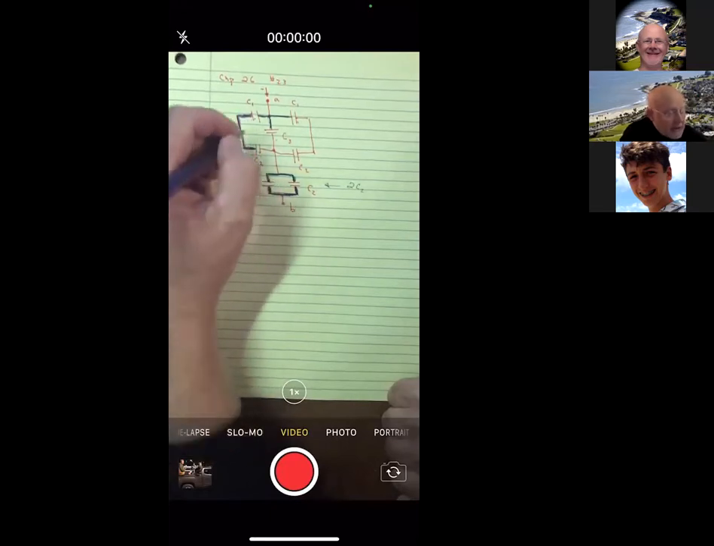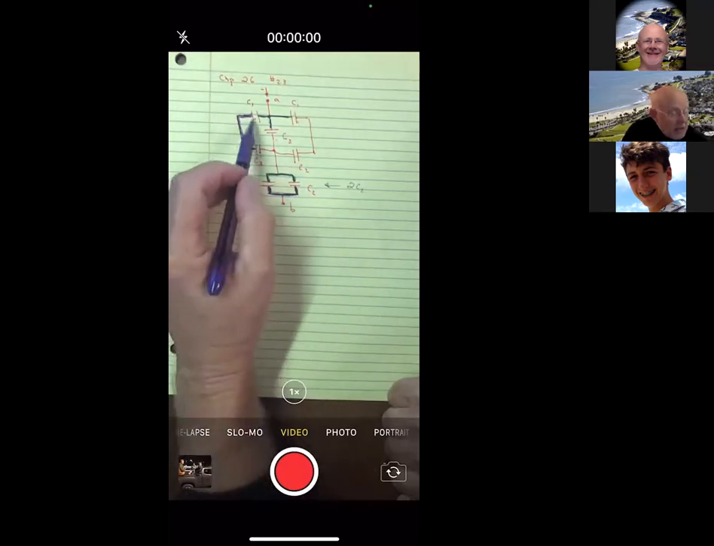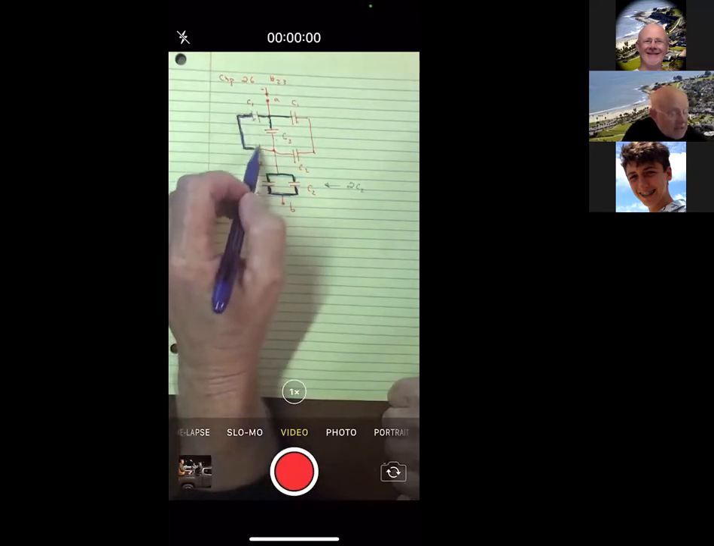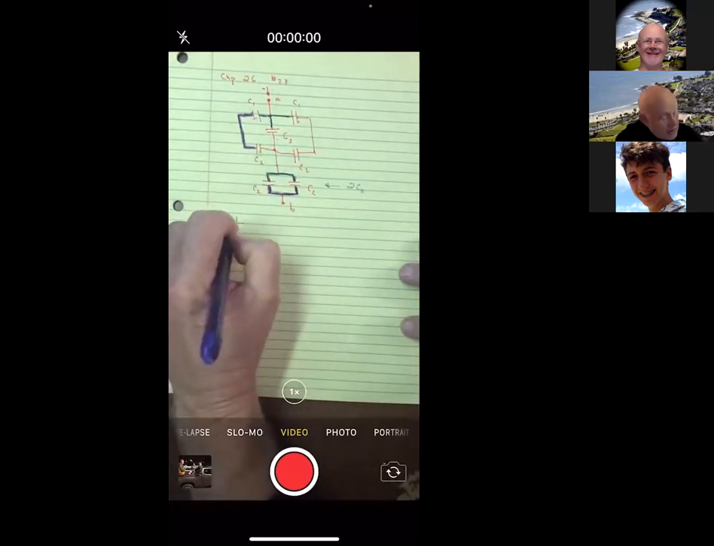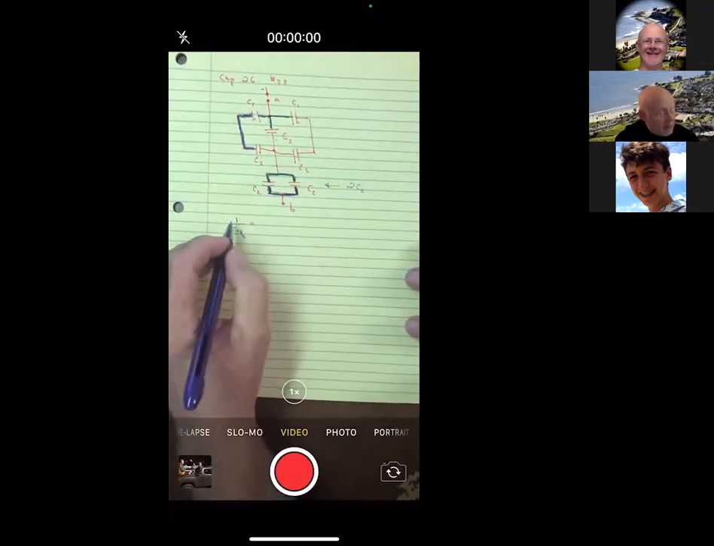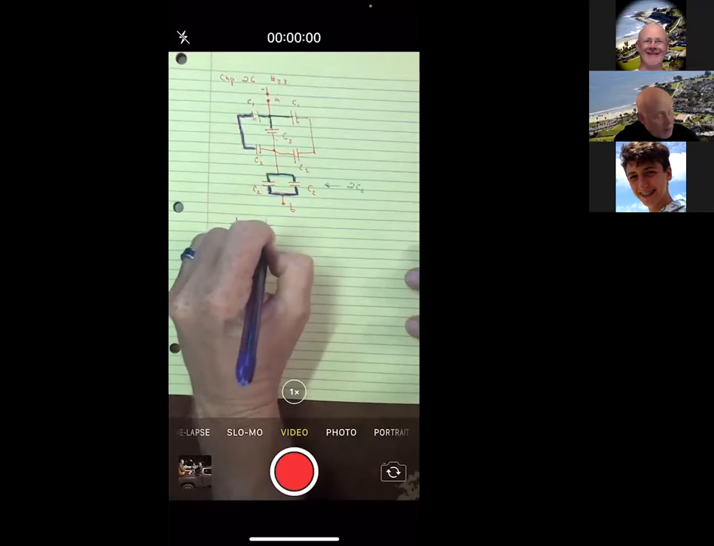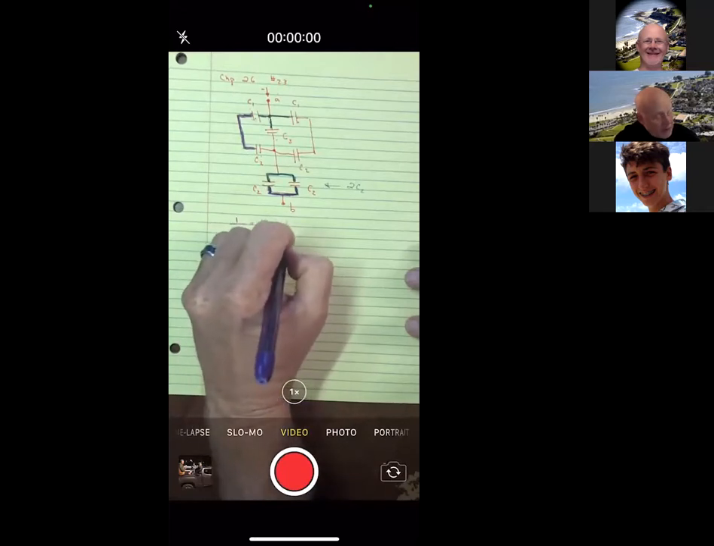And that's what we mean by series. So I would say this C1 and this C2 can be combined together in series. Now, series, the formula looks like this. It's a little harder. We have to add reciprocals. So I'd have to have 1 over C1 plus 1 over C2.